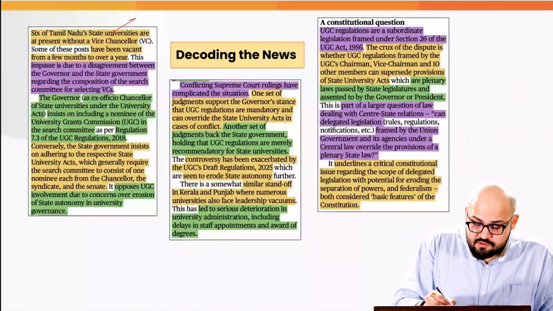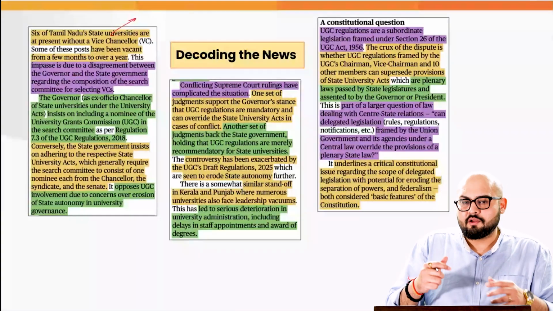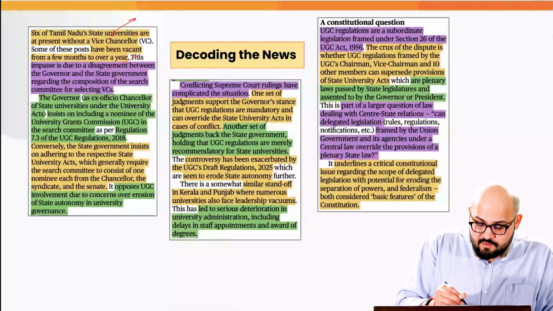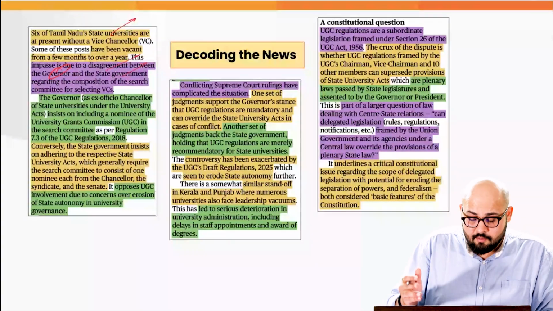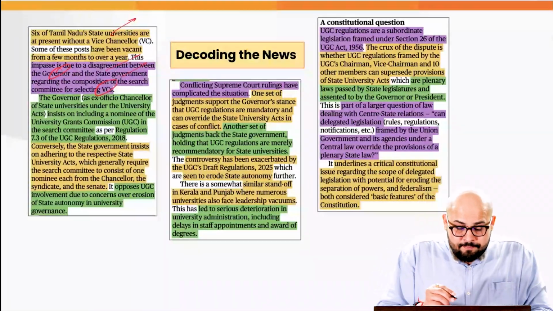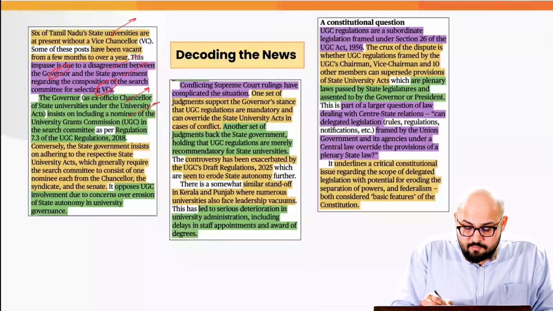Six of the Tamil Nadu's universities are without a vice chancellor, primarily because of the impasse, which is because of the differences between the UGC and the state laws, and disagreement between the governor and the state government regarding the composition of the search committee for selecting the VC. The governor, who also acts as the chancellor of the state universities, insists on including a nominee of the UGC.